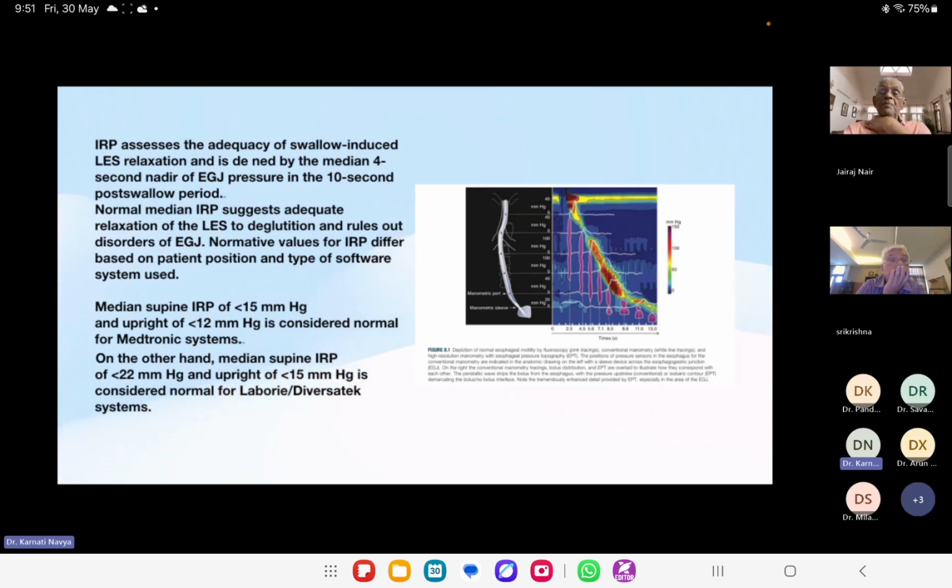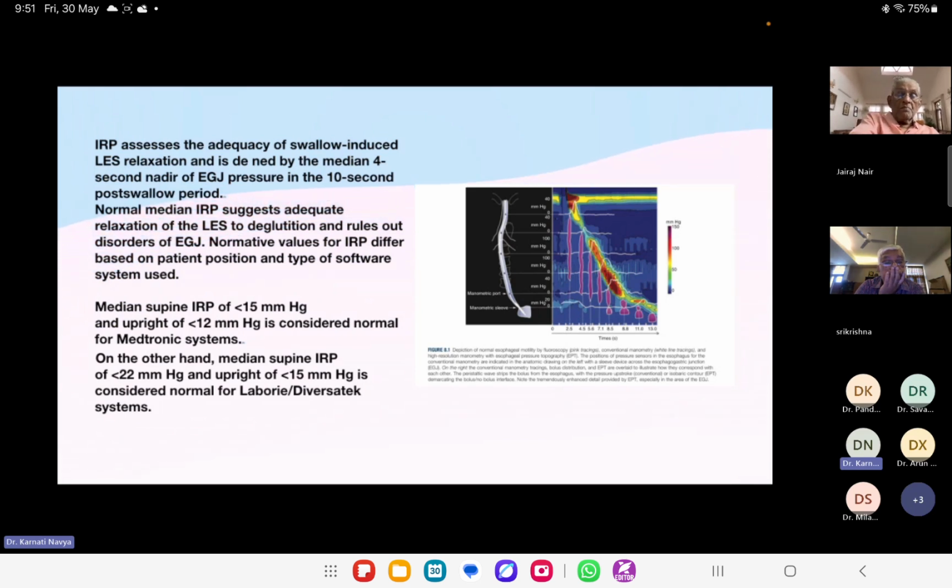The integrated relaxation pressure assesses the adequacy of swallow-induced lower esophageal sphincter relaxation and is defined by the median 4-second nadir of the total esophageal pressure in the 10-second swallow period. That means the maximum at 4 seconds is taken. If the median IRP is normal, it suggests there is adequate relaxation and rules out any disorders of the esophageal gastric junction. It differs from patient to patient in supine position and upright position. In a supine position, it is less than 15 mm. In an upright position, it is less than 12 mm, which is considered normal.